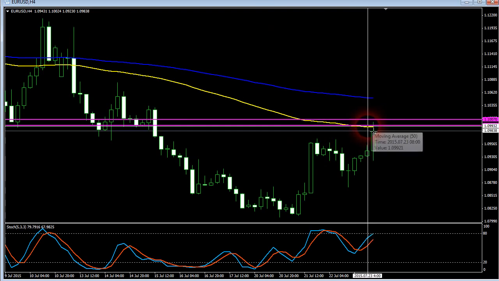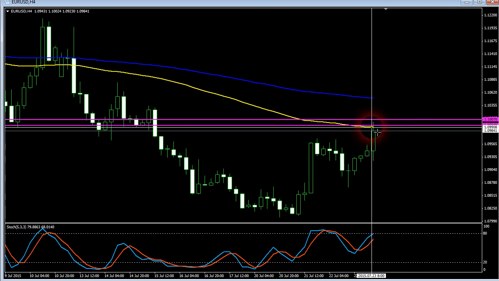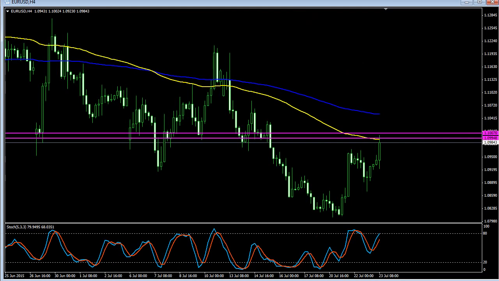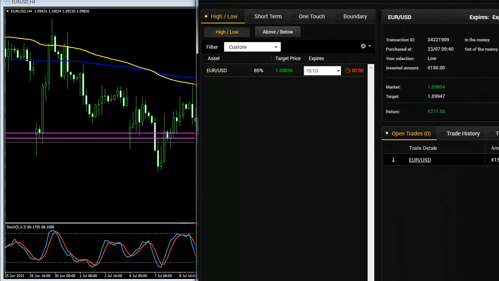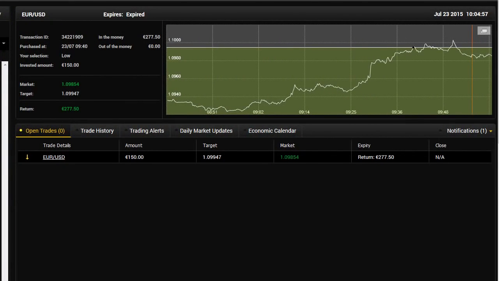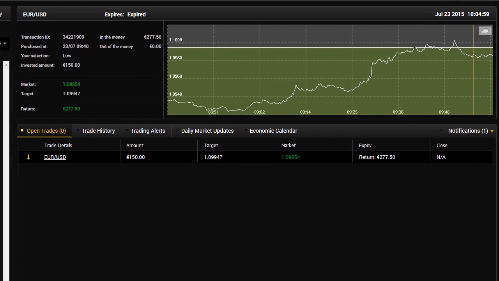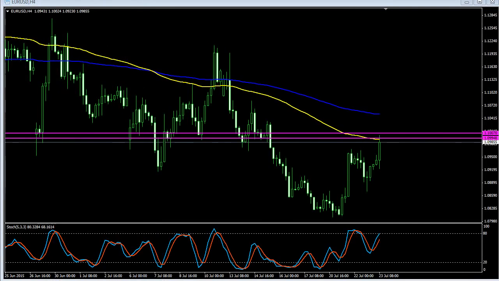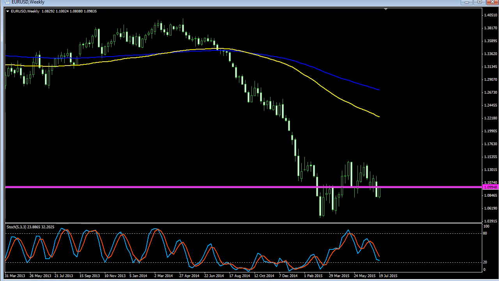If I had taken it here, I would have still won the trade, but with fewer pips. So this trade ended in the money. Again, let me show you the results. There it is, 20 minutes, 9:40, and expired at 10 with about 10 pips. So again, this was an easy trade. If you just look at the higher time frames, it's important to check them out.